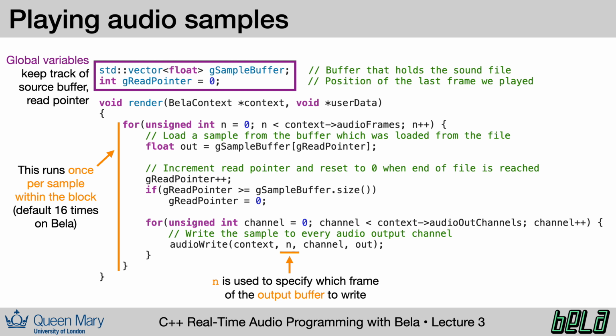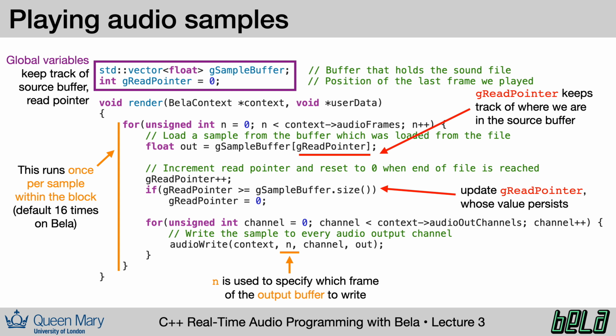Within this, we saw that we used the value of n to keep track of where we were writing the audio sample within that particular real-time block of Bela. The value of n had to be between 0 and 15 if we had 16 elements in the real-time block. At the same time, we were reading from the source buffer at the read pointer, and the read pointer, by way of being a global variable, is going to remember its value from one call to render to the next. This is where we were updating the read pointer, and notice that when we get to the end of the buffer, we wrap it around back to 0 so we don't fall off the end of our array and crash our program.